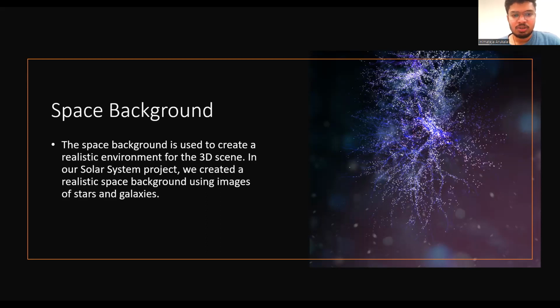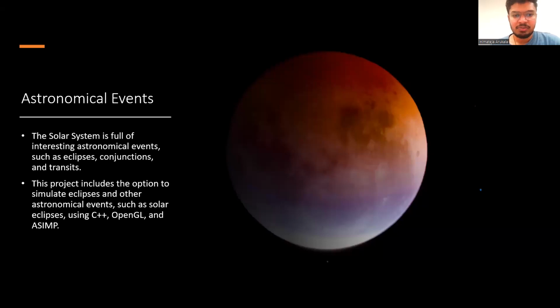Astronomical events. The solar system is home to a wide range of fascinating astronomical events, including eclipses, conjunctions, and transits. In our solar system project, we included the option to simulate these events using C++, OpenGL, and ASSIMP. Users could simulate solar eclipses and other astronomical events, providing a more engaging and interactive experience. By incorporating these events into our project, we aim to create a more educational and immersive experience for users, allowing them to learn about the wonders of our solar system in a fun and interactive way.